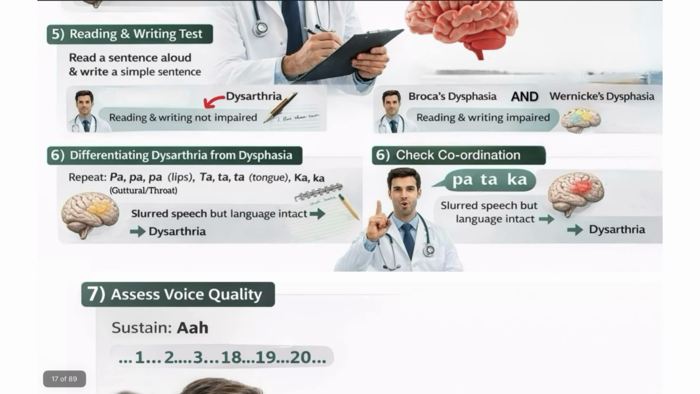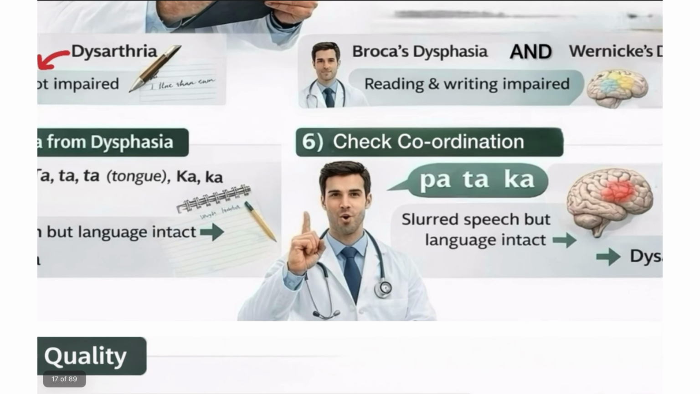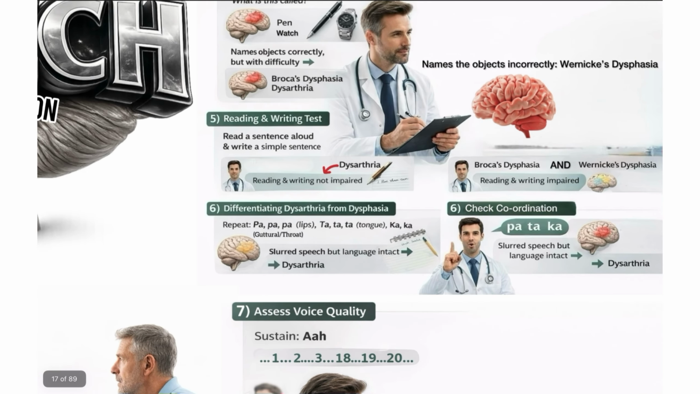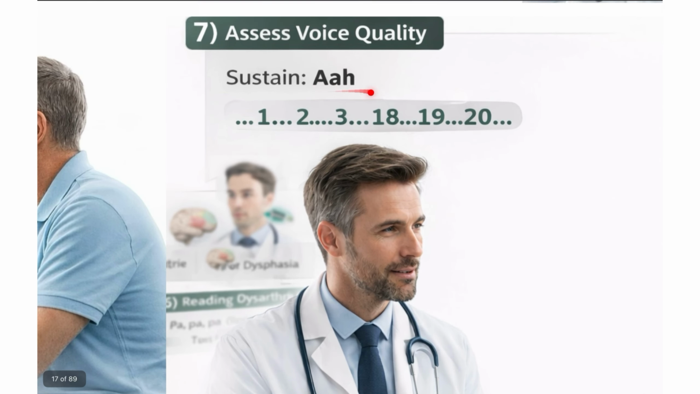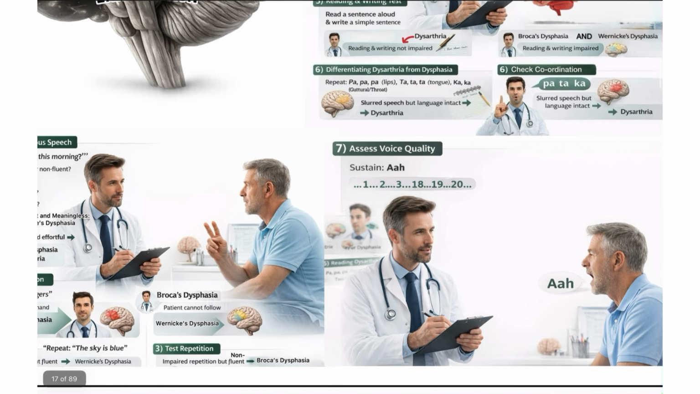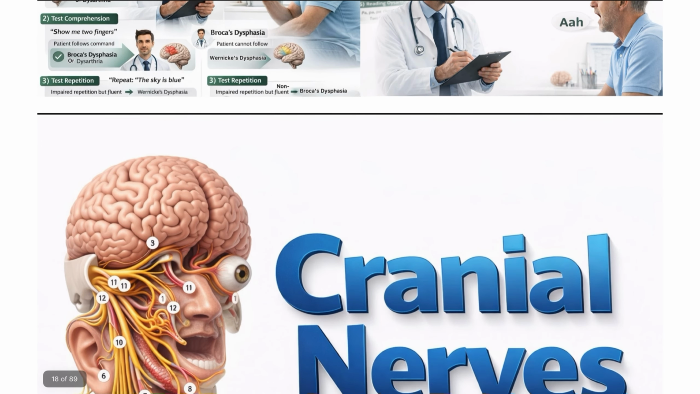Now check the coordination of the organs of articulation. Ask the patient to repeat pa ta ka. If the patient has slurred speech but the language is intact, it can be caused by dysarthria. Now you need to assess voice quality, which means ruling out dysphonia. Ask the patient to produce a sustained voice like any of the vowels. Ask the person to say e, and you start counting and check whether there is a change in the quality of tone or not. Well, this is how you perform speech examination to narrow down your differential diagnosis.